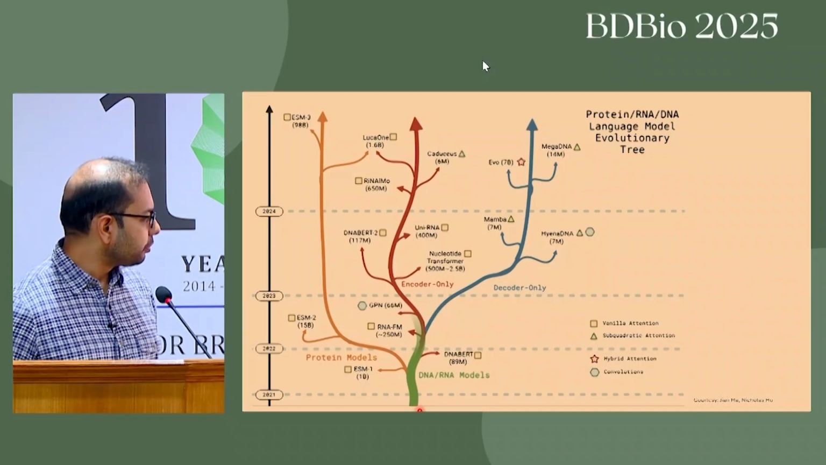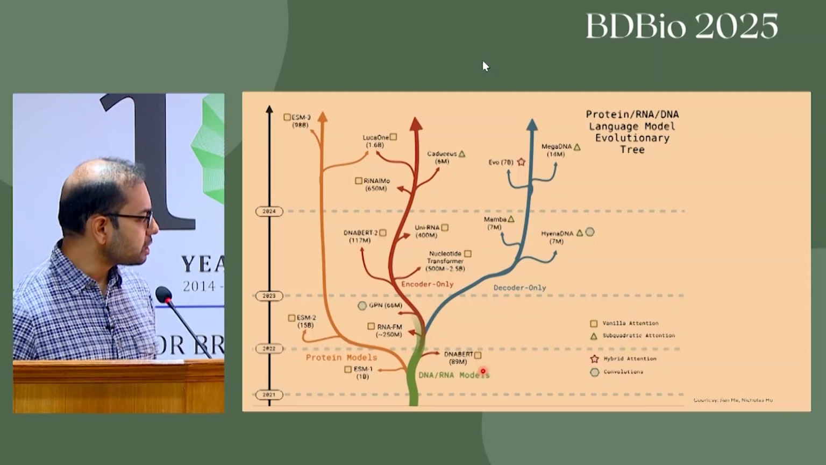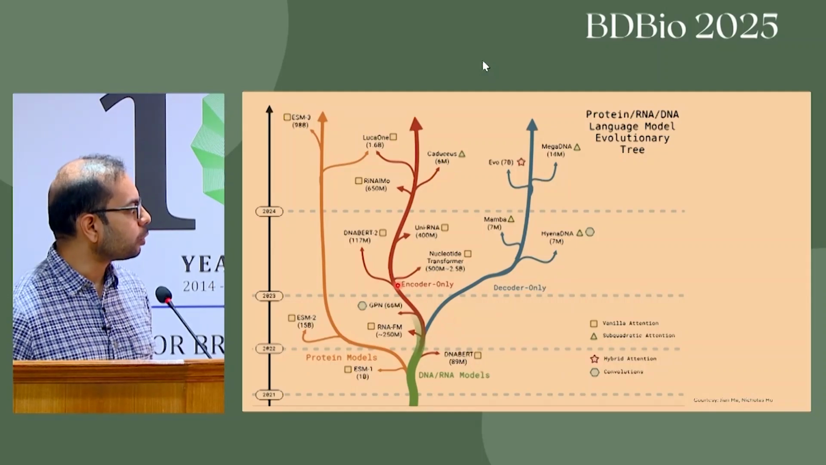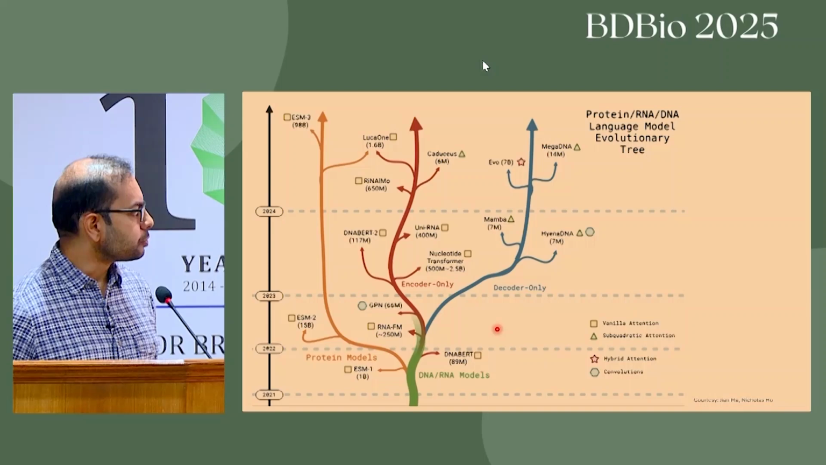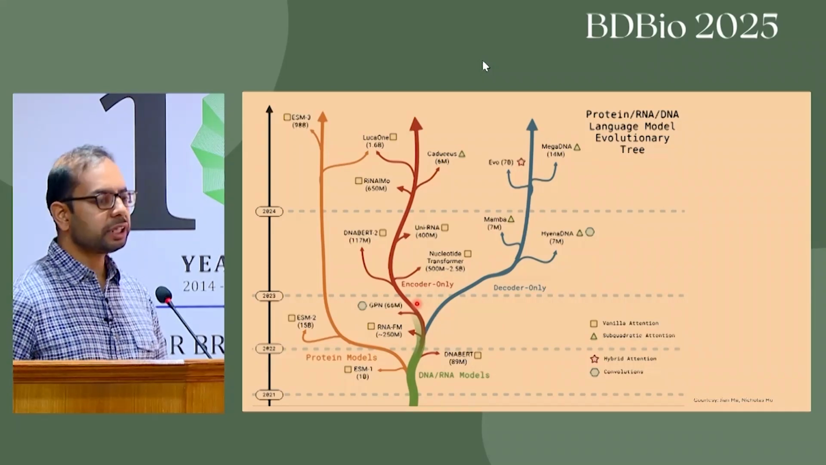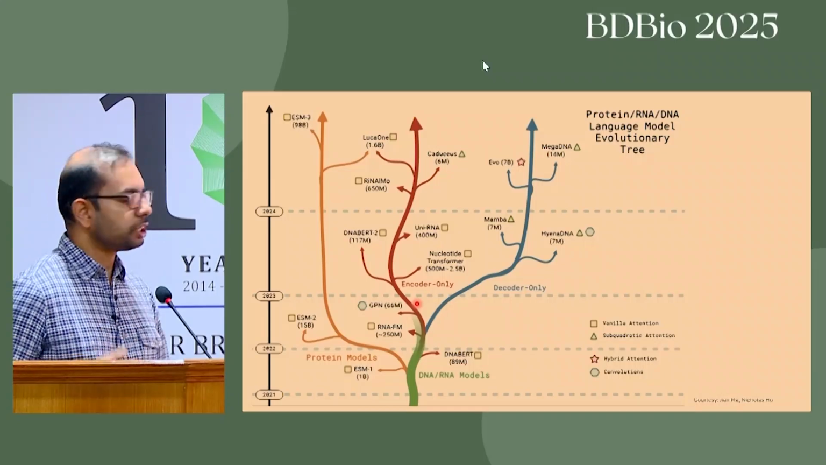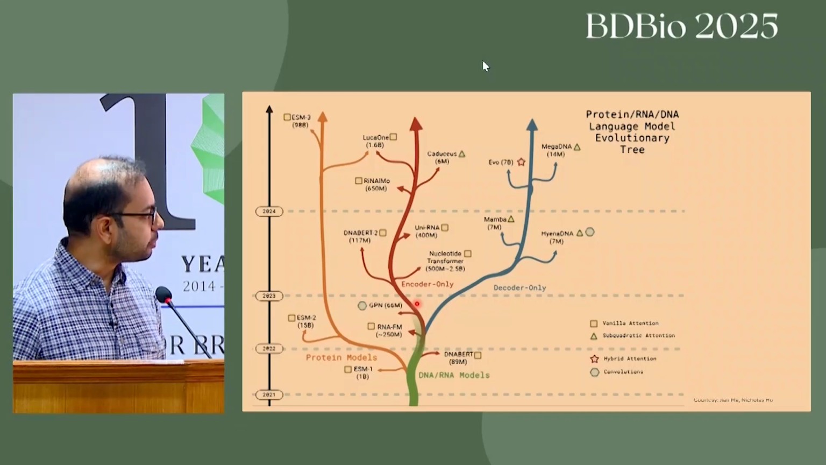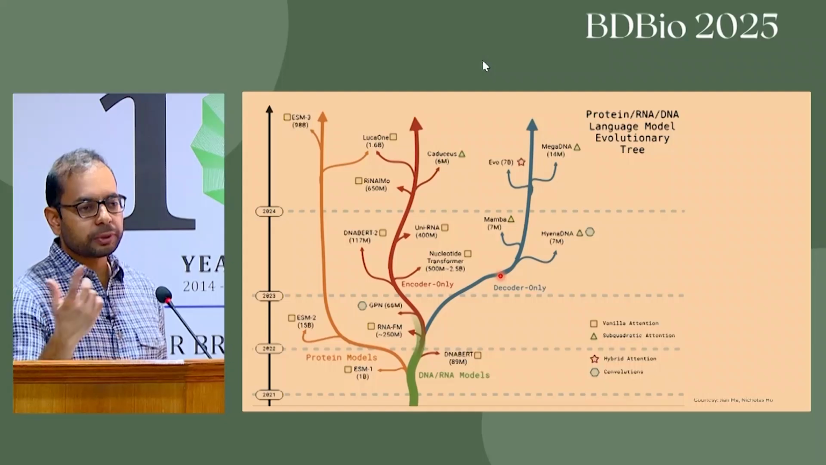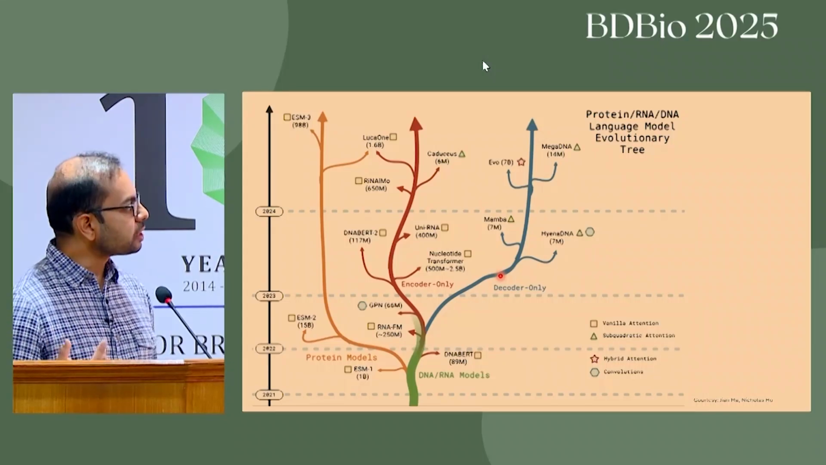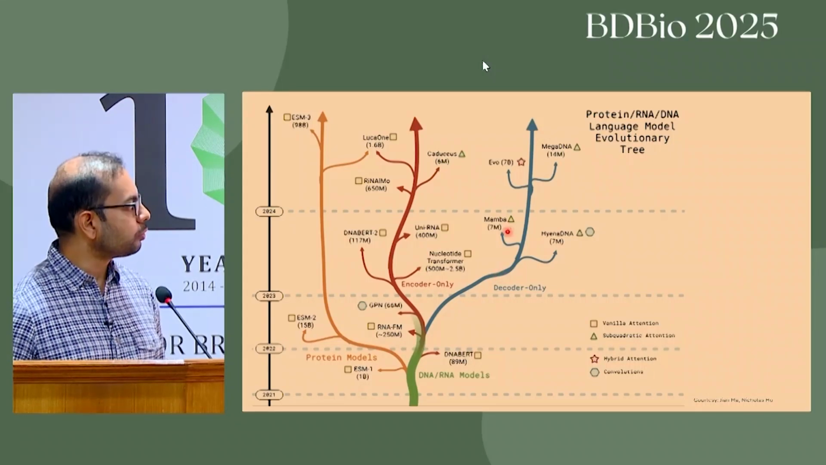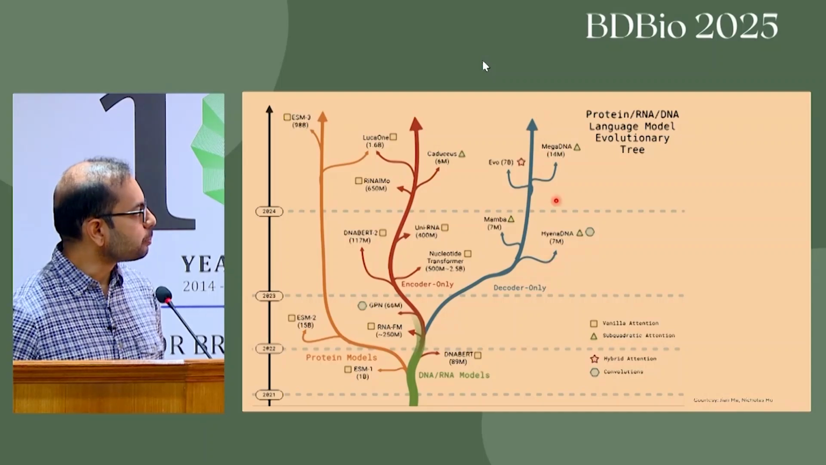But you can see that we have protein models and DNA models, and the DNA models can be of type encoder or decoder. Encoder would be that you pass a sequence and it will give you an embedding. And then you can use that embedding for various downstream tasks. Decoder would be it predicts the next token. So using that next token prediction, you can do a lot of things. So that's what this path is.